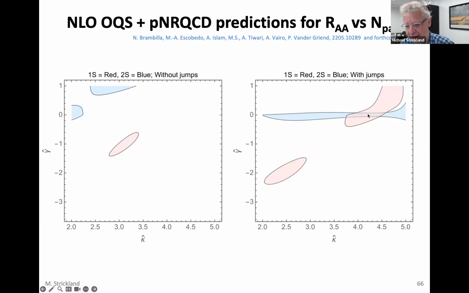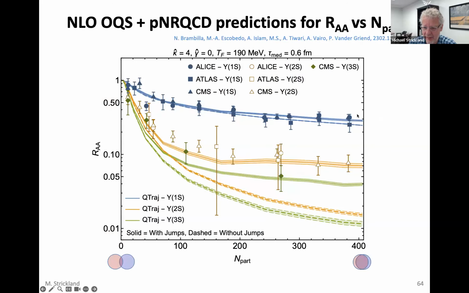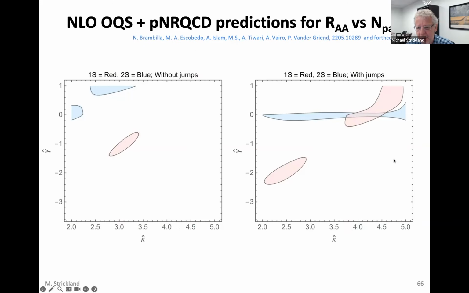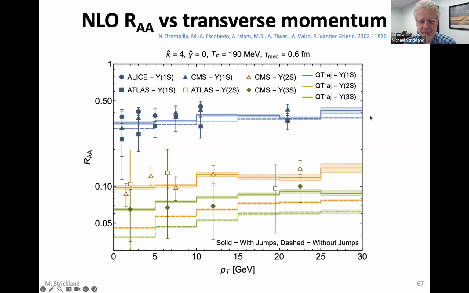You can simultaneously describe the 1s, 2s, and it turns out the 3s at the same time. That was this figure here. And the good news was that this overlap region is largely consistent with what they're seeing on the lattice.